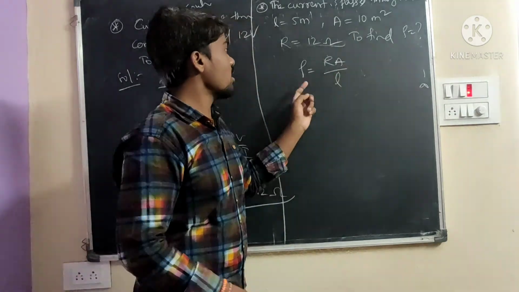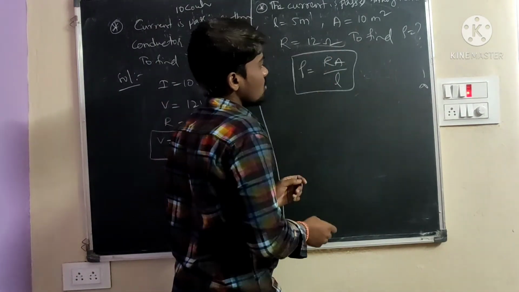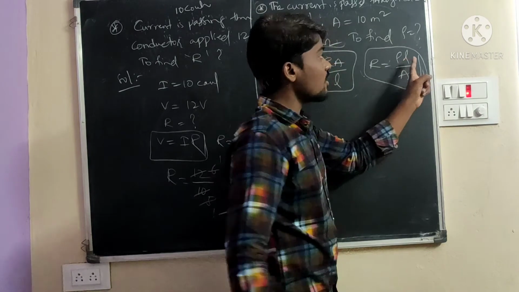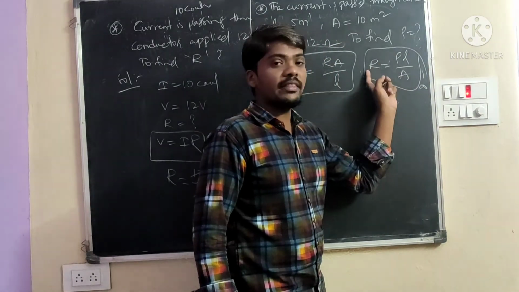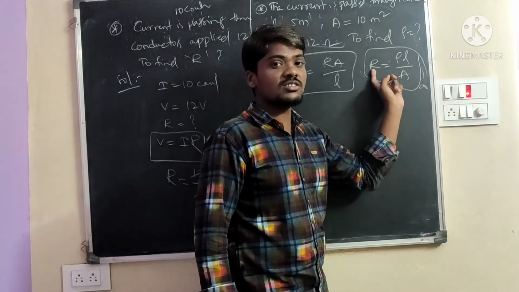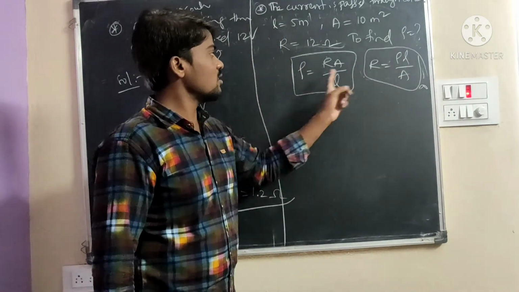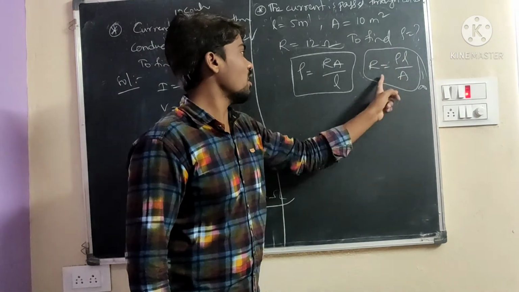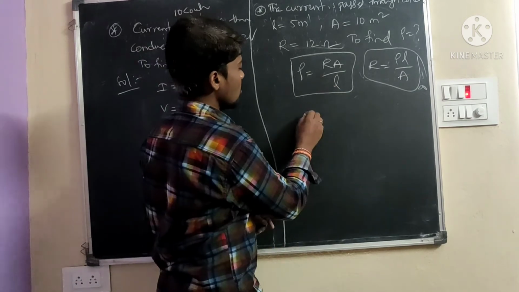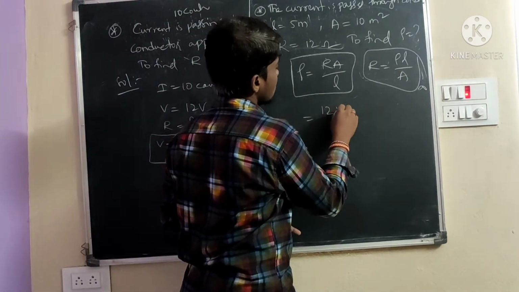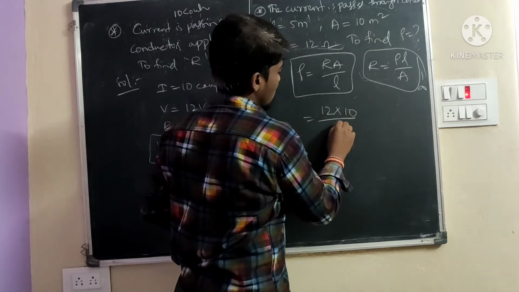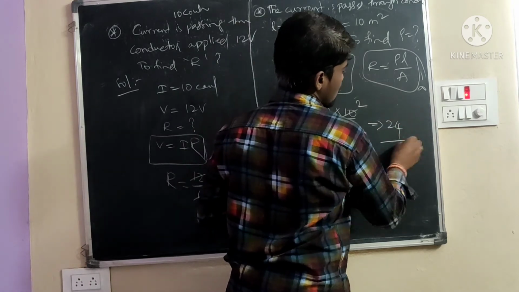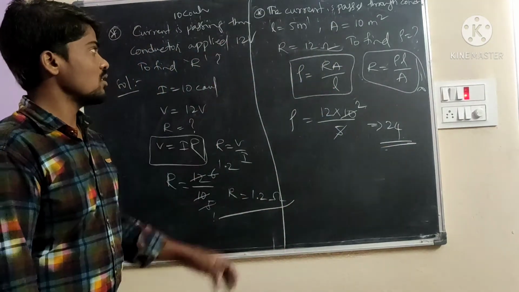Same, R is equal to rho L by A, this is the formula. The length of the conductor is directly proportional to resistance. The area of the conductor is inversely proportional to resistance. Converting this way, rho is equal to RA by L. Substituting the values, R means 12 and cross sectional area is 10, by length of the conductor 5. 5 twos are 10, 12 times 2 is 24. This is your resistivity.